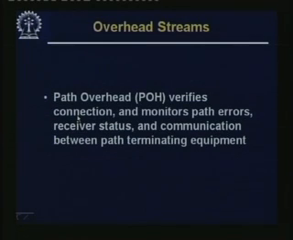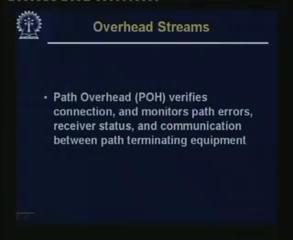And then there is the path overhead, and as I said, the path overhead really is inside the envelope. We will look at all this later. So, path overhead verifies connection. Path, you remember, means from end to end, that means from the end to end multiplexer. So, it checks whether the connection has been established or not, and it monitors path errors, receiver status, communication between path terminating equipment and so on. So, this is the POH.